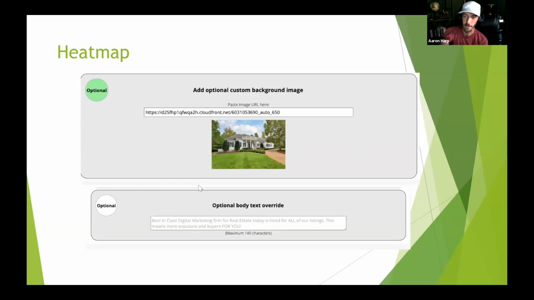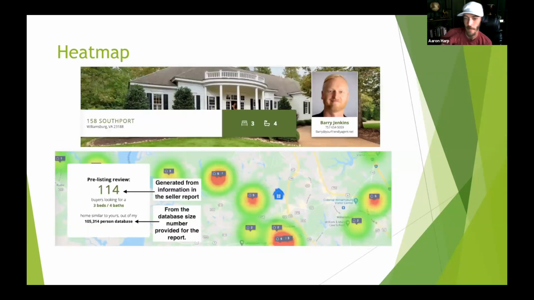Once you've created that, you can then create the buyer heat map tool. And this is what it's going to look like. It'll have the home image at the top. It'll give the address, the beds and the baths, and it'll have the agent's name and contact information in the top right. Below that is going to be this image here.